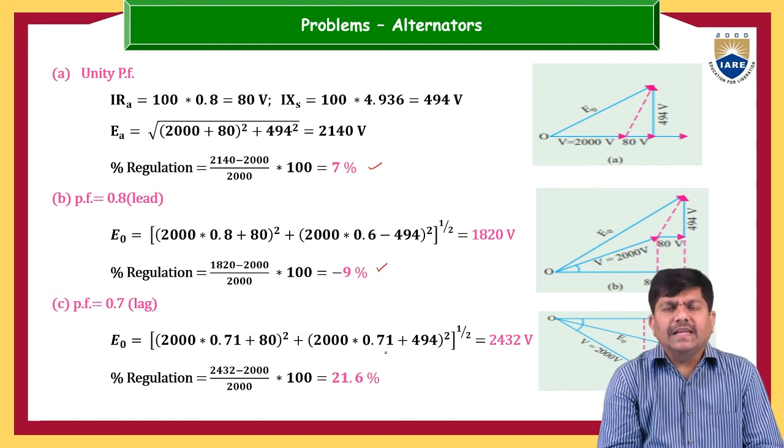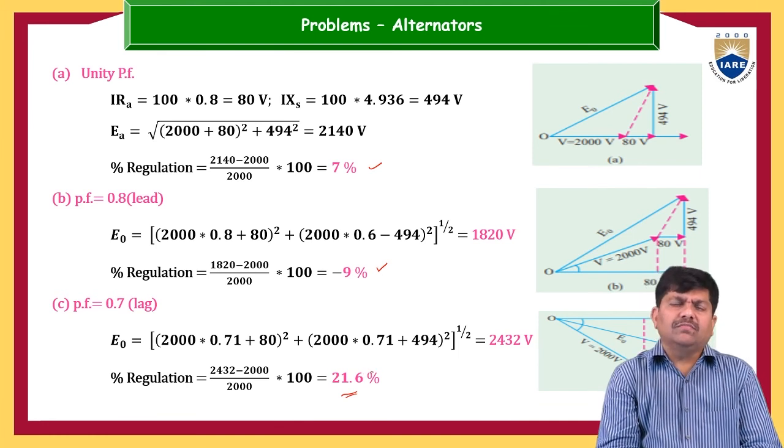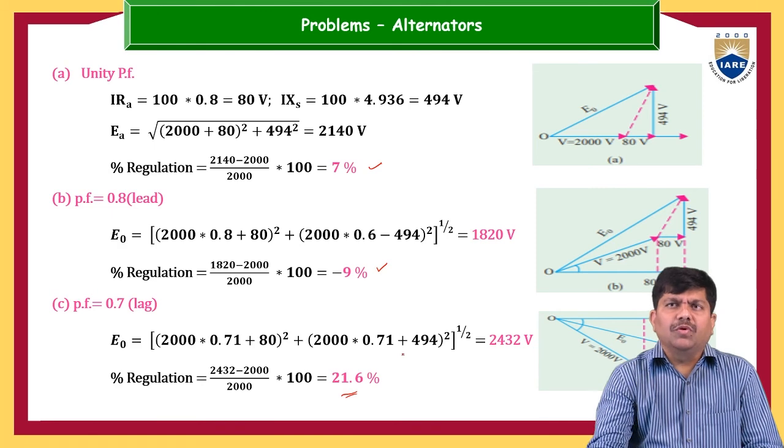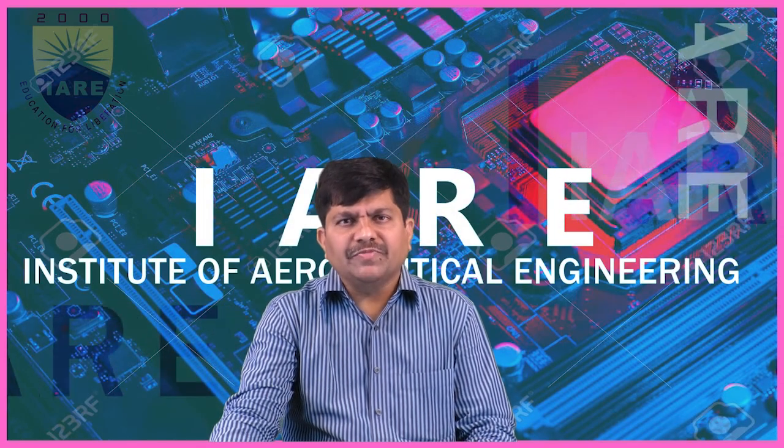Generally, for the leading power factor you will get a negative value, negative voltage regulation. For lagging and unity power factor, in the majority of cases the voltage regulation will be positive only. So these are the methods and these are the few problems. With the help of these few problems, we can highlight the use of these formulas and phasor diagrams to compute the voltage regulation. I hope you have enjoyed this video session.